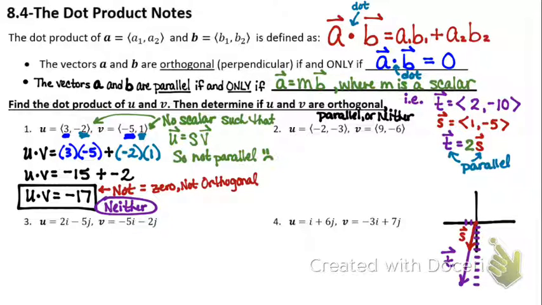What about number 2? I want the dot product first. So tell me the parts that we're going to multiply together. Negative 2 and 9, negative 3, negative 6. -2 and 9. And I'm going to add that to -3 times -6.